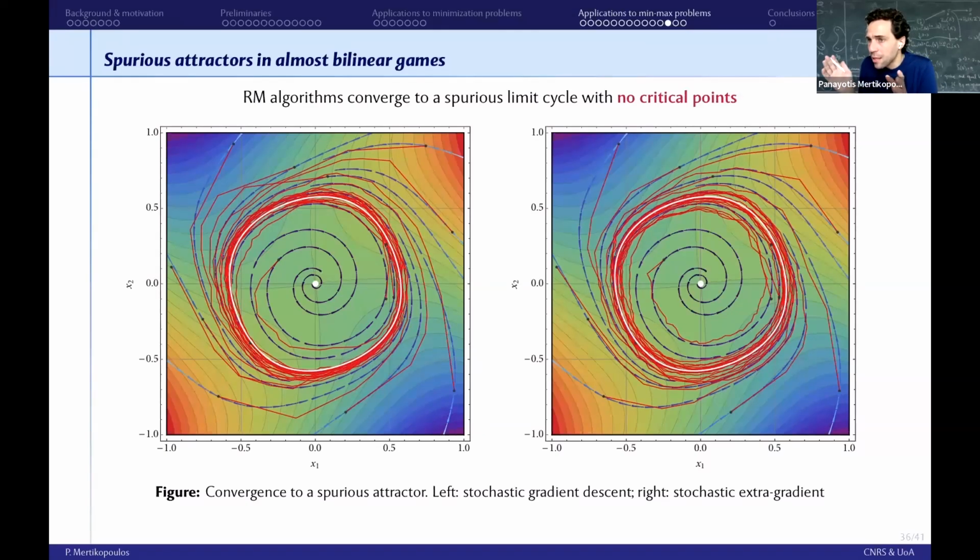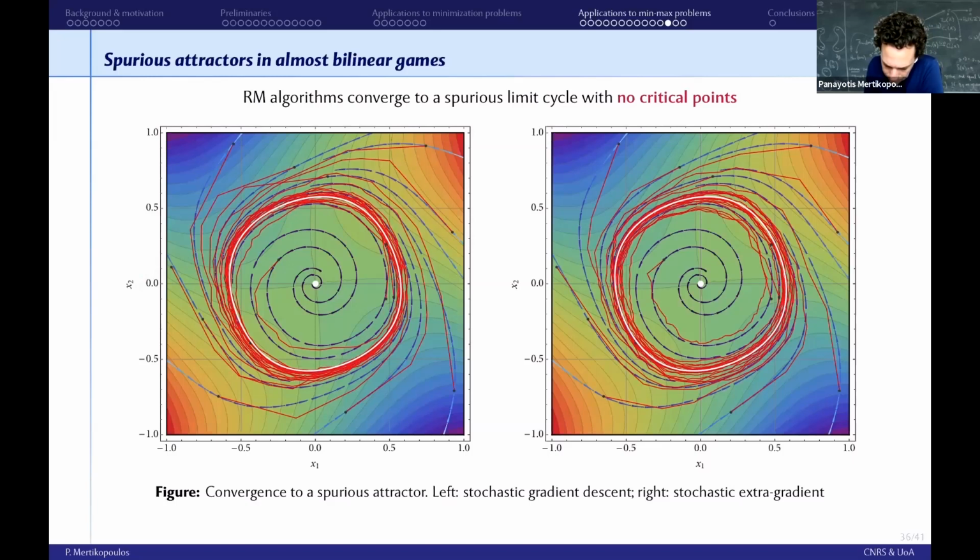And this is not something that you can escape with any of the stochastic approximation methods that we discussed. Proximal point, stochastic gradient, stochastic extra gradient, stochastic optimistic gradient, whatever. All these methods will end up converging on this limit cycle, no matter what you do.